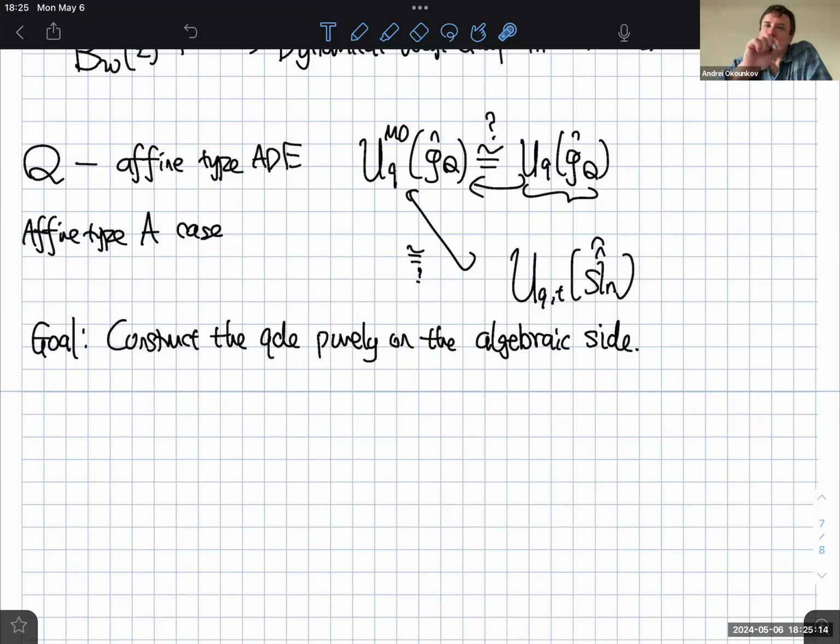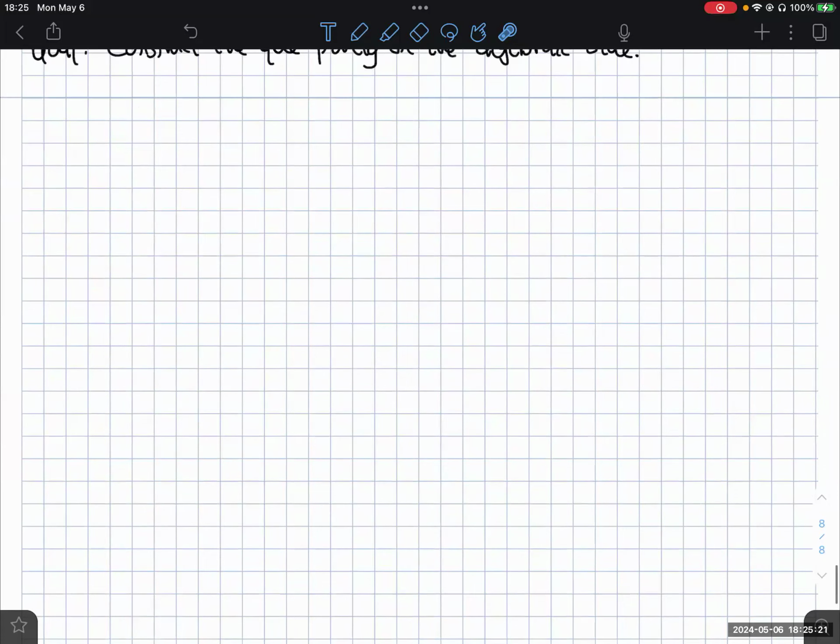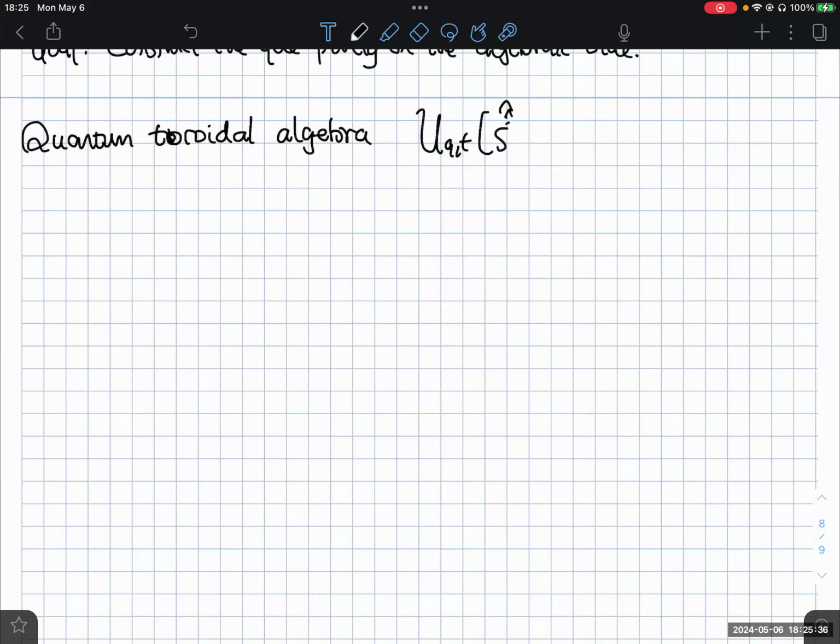Okay. So I still have 5 minutes before the break, and so I first introduce the quantum toroidal algebra. The quantum toroidal algebra is an algebra over the function field of q, t with the following variables.